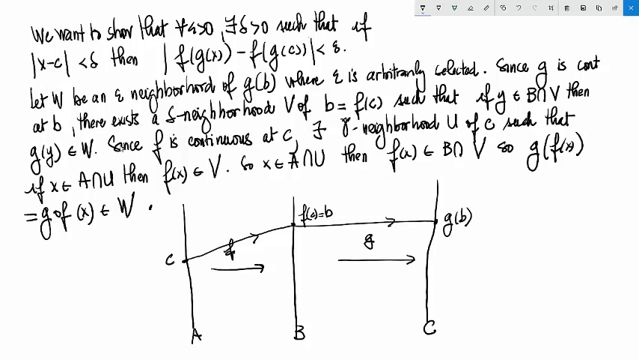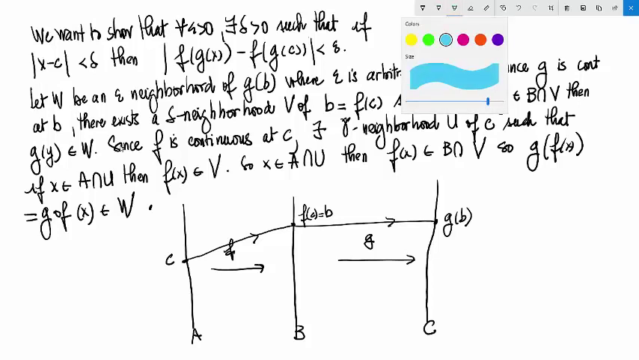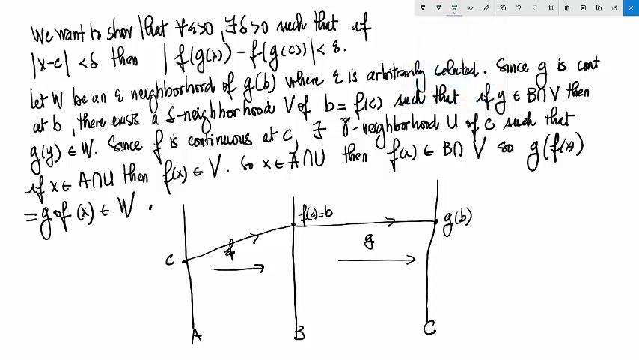Okay, and we want to show that for any epsilon which is positive, there exists a delta which is greater than 0 and depends on epsilon, such that if the distance between x and c is less than delta, then the distance between f of g of x and f of g of c will be less than epsilon. So we start by selecting an epsilon neighborhood around g of b.